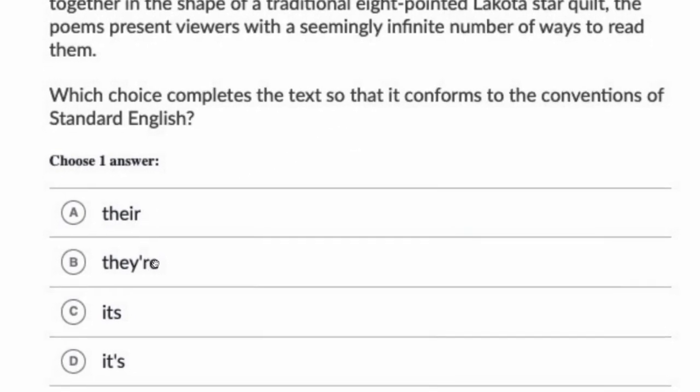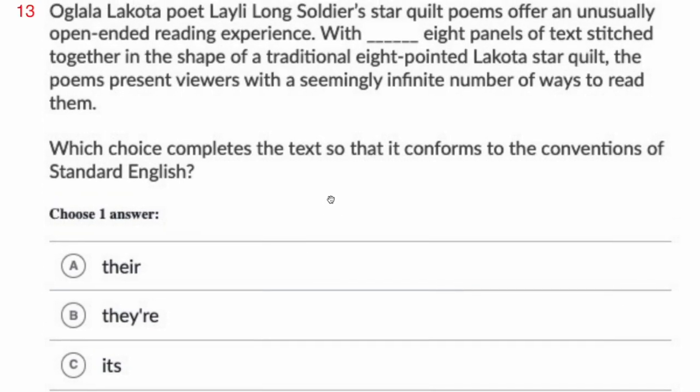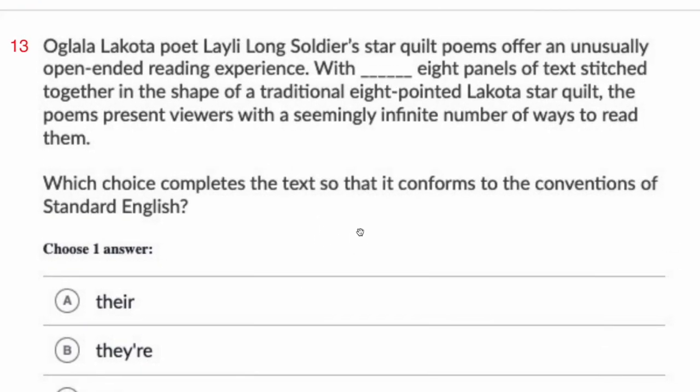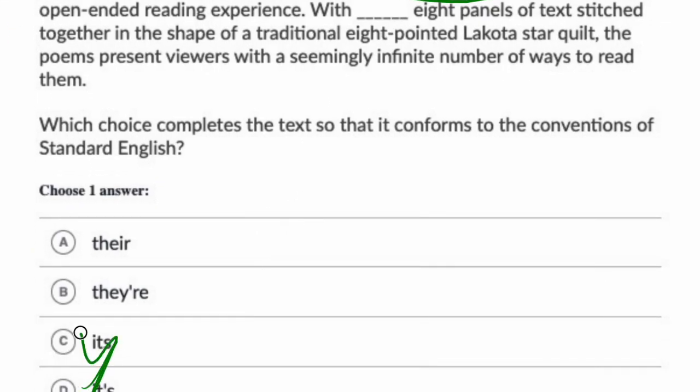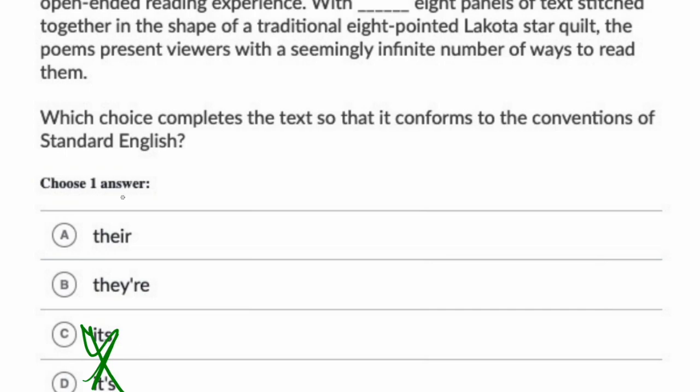Looks like possessive pronoun versus contraction confusion, along with singular versus plural confusion. So, this poet's star quilt poems offer an unusually open-ended reading experience. Plural. So we can get rid of those. The poems. And so we want the possessive.